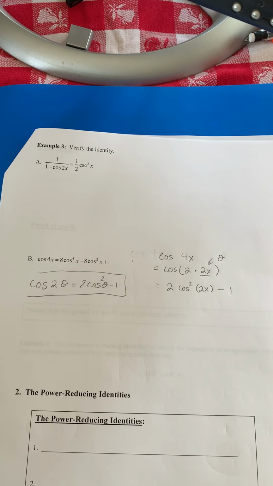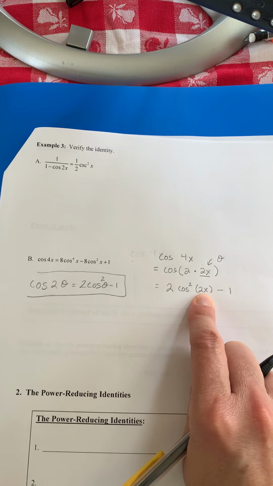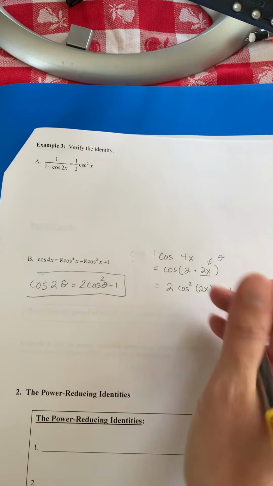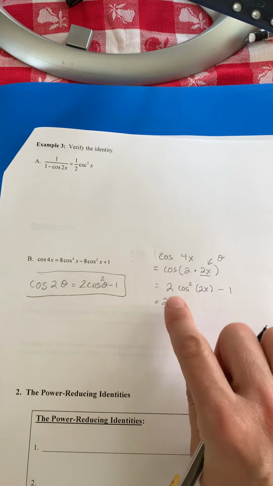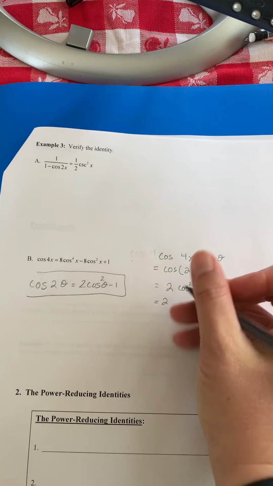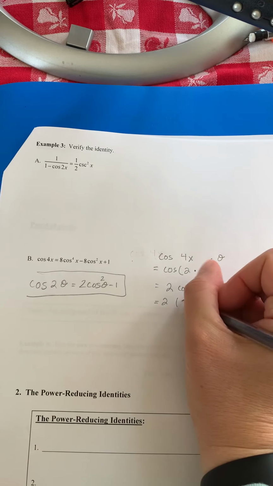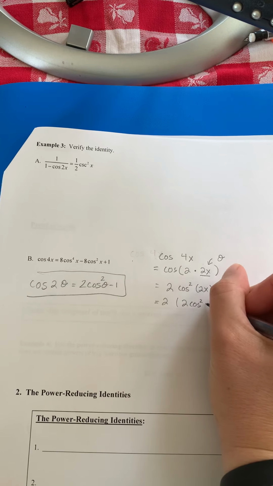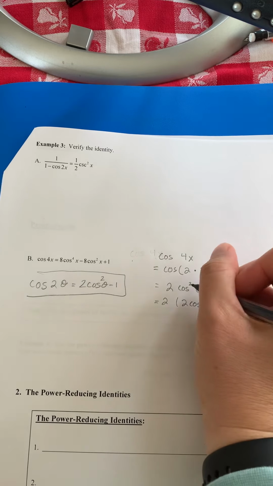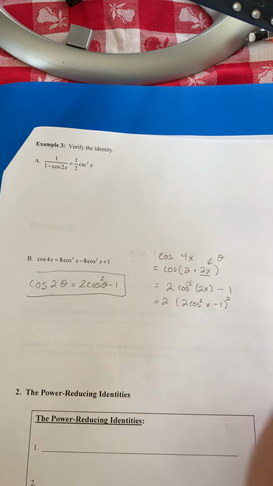Now it becomes a little bit easier for us, because we can see cosine of 2x is very similar to the cosine of 2 theta. So we have 2. Remember the square comes out. If I write down the cosine of 2x, I'm going to get 2 cosine squared x, instead of theta, minus 1. And this square right here is like the square on the parentheses. Remember, this is our shorthand notation. And then I have minus 1.